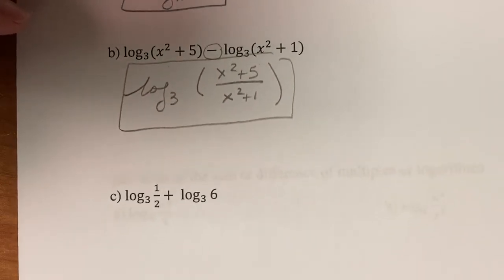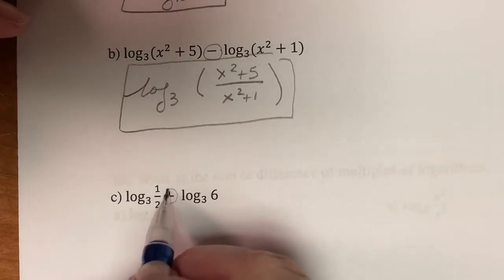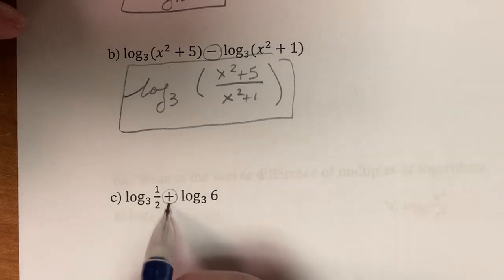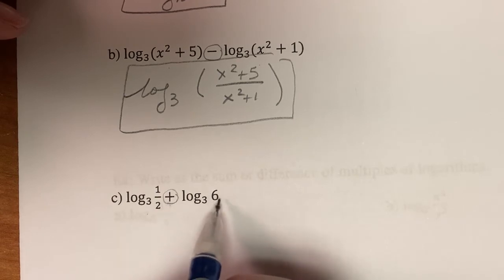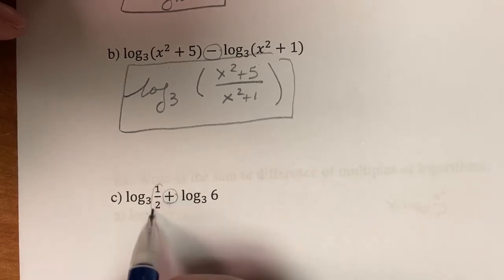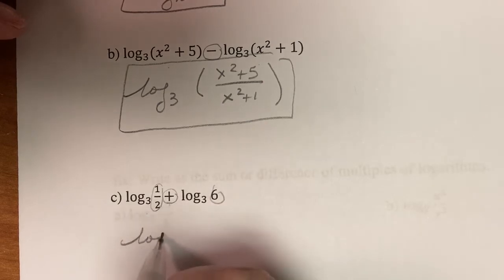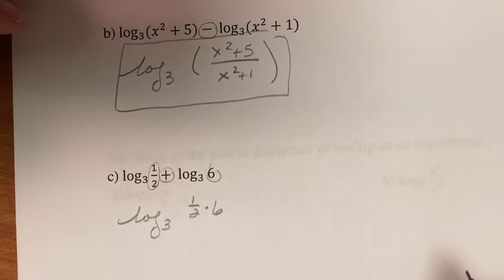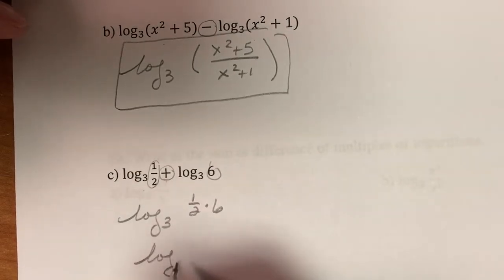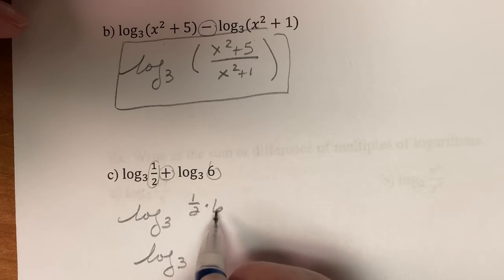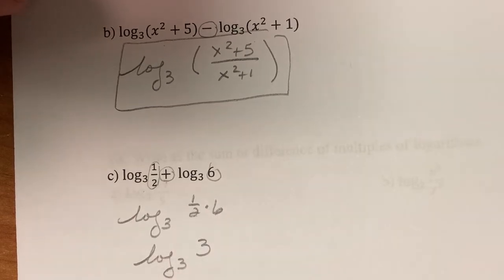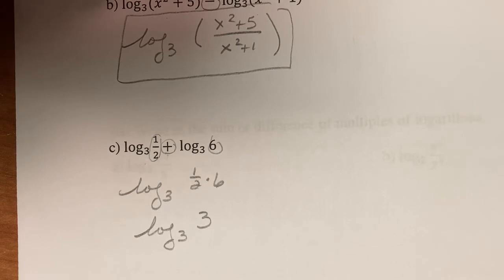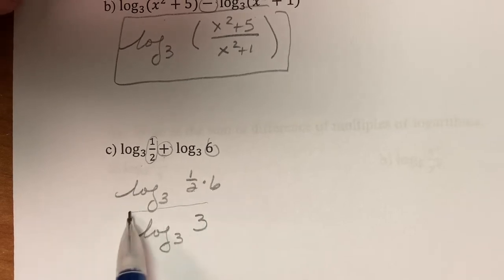Now look at this one. These two individual logs are being added. So that's property number 4. If they're being added individually, it means originally these two values were being multiplied. So this is really the log base 3 of 1/2 times 6, which would be the log base 3 of 3, since 1/2 of 6 is 3. Now let's look at this really quickly. Technically, we have done what we were supposed to do. We wrote it as a single log.